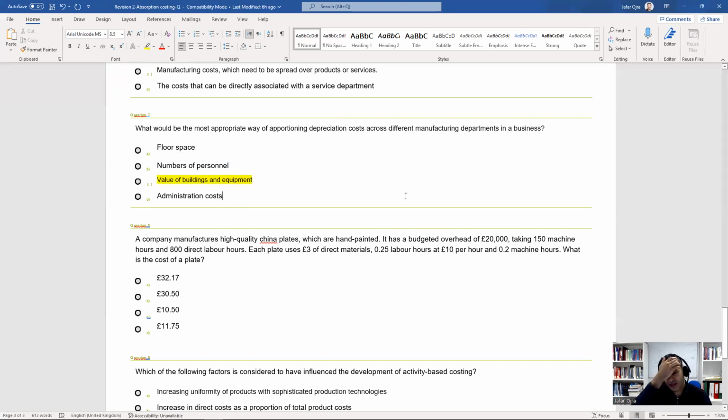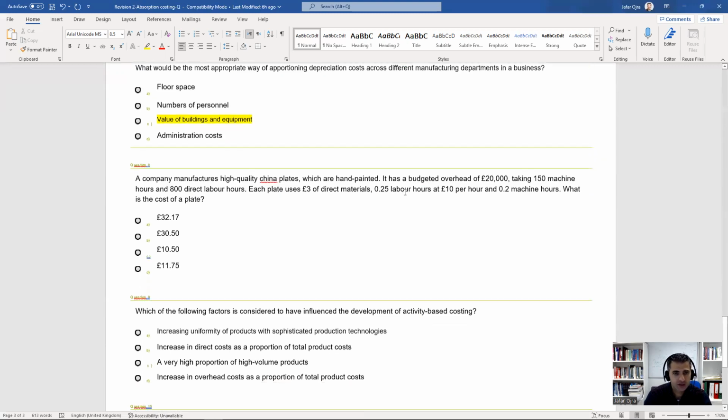For example, rent is apportioned using square meters, as is heating. So it all depends on floor space or square meters. Salaries, for instance, depend on the number of employees or how many hours are worked in each department. So it all depends. Each business has a different way to calculate it.